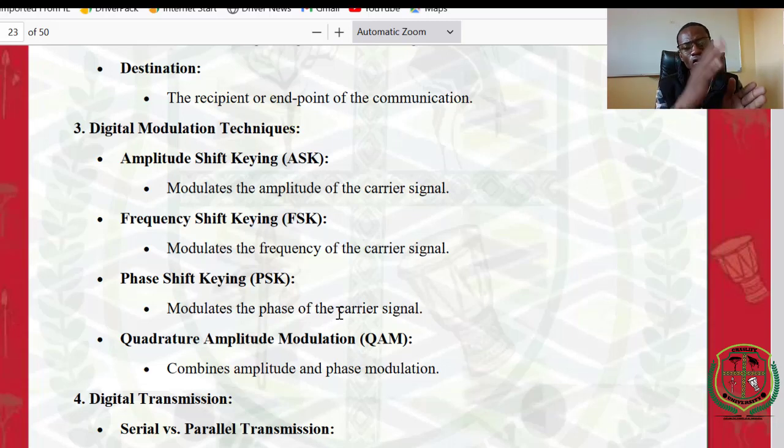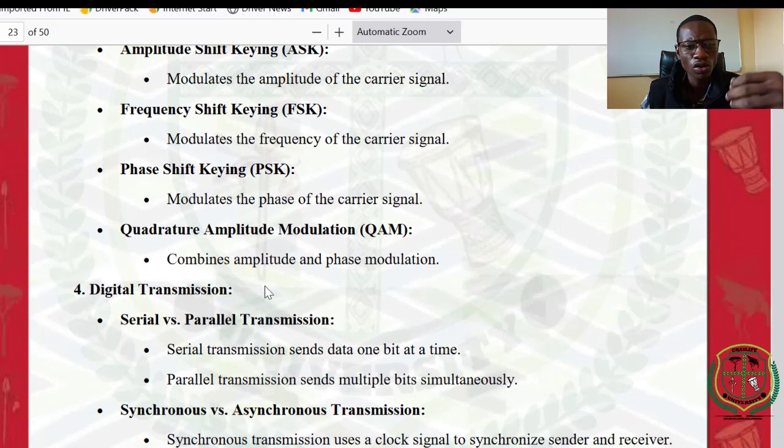Now, a signal is a wave, right? You may have learned in mathematics that a signal has waves. On the wave, there's what we call a phase. A phase is a complete cycle of the wave. So it moves one, two. Apart from that, we've got what we call quadrature amplitude modulation, which combines amplitude and phase modulation.